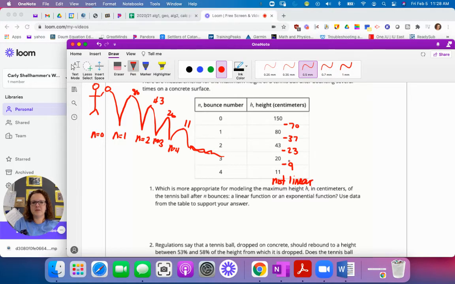All of these numbers would have to be exactly the same amount for it to be linear. So let's do some division. This is getting smaller. 80 divided by 150 is 0.53. 43 divided by 80 is 0.53. That's 0.533, 0.538. 20 divided by 43, 0.465. 11 divided by 20, 0.55.